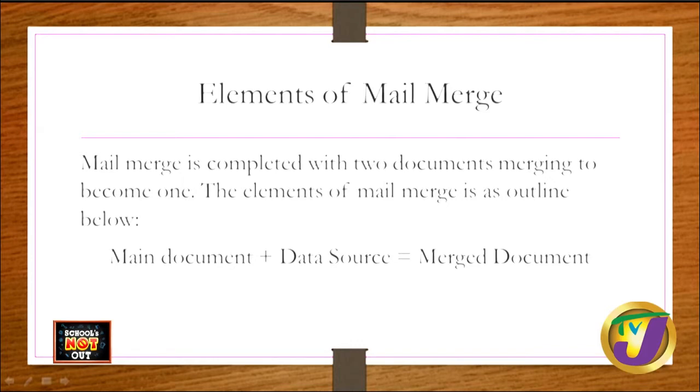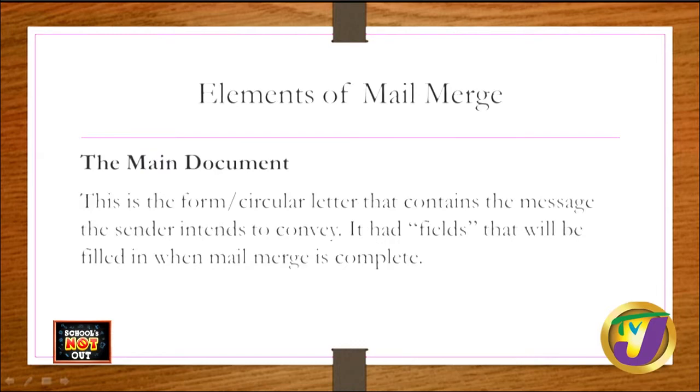Now, mail merge is completed using 2 documents, or it can be done in Word alone. When we merge these 2 documents, they become one and they form what we call a merged document. So, the 2 documents that we're referring to are the main document and the source document, also called the data source. The main document is also called a form letter or a circular letter that contains the message that we intend to convey to the recipients. It has fields that we will be filling in when the mail merge is complete.